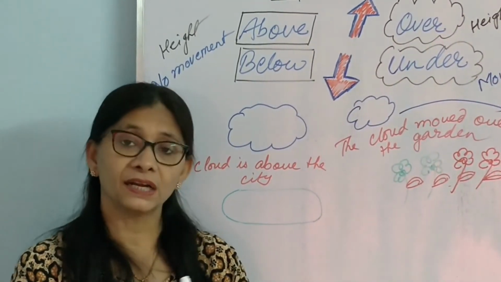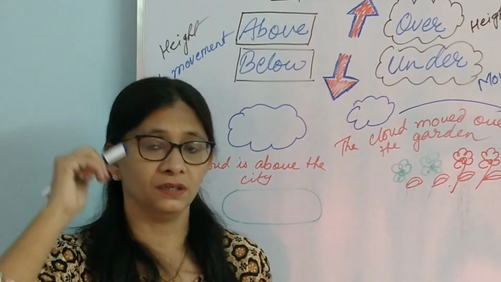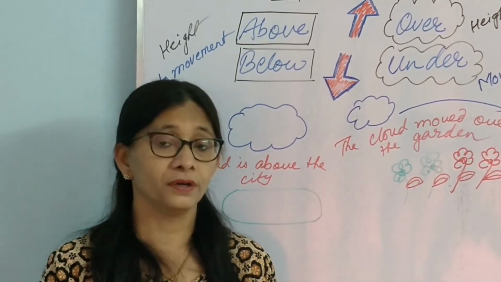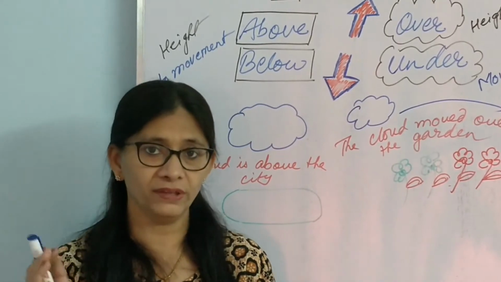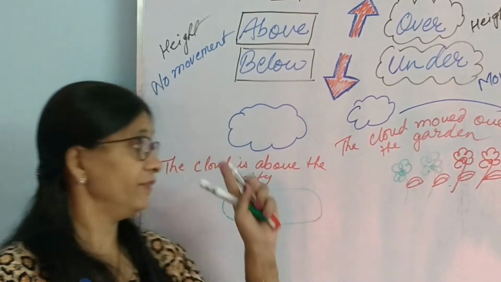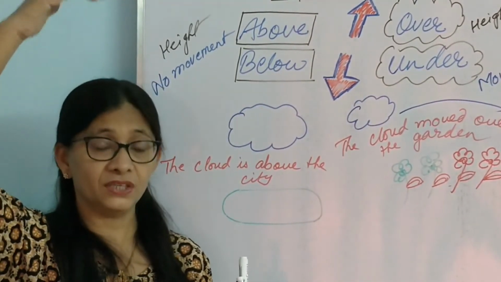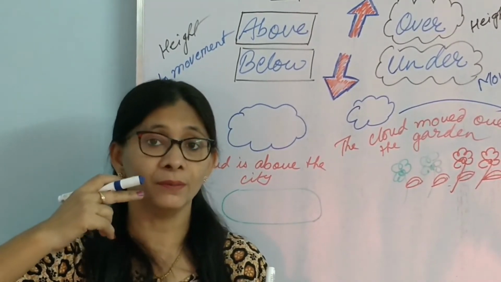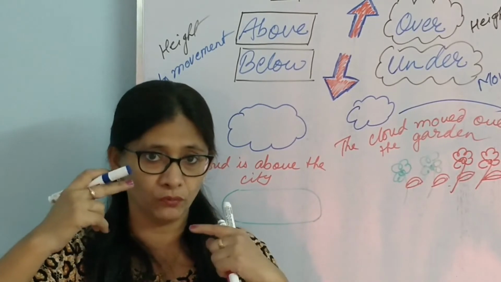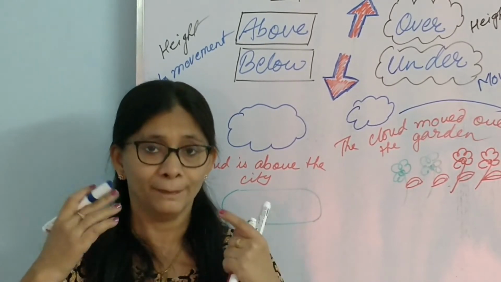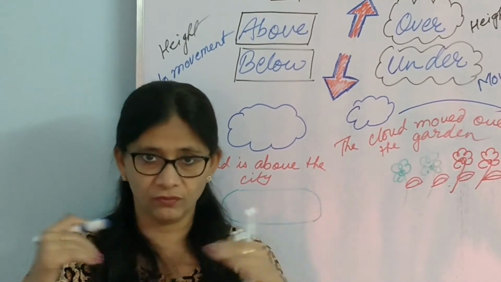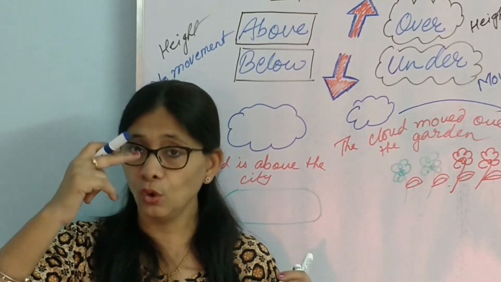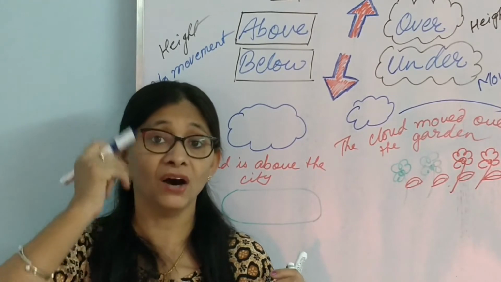We say the cloud flew over the ground, or things like that. When there is a movement, we use the word over. When there is no movement, just the height, say my nose is above my mouth. None of them are moving, though my mouth is moving at the moment, but still they are not flying around as such. So they are static. My nose is above my mouth.